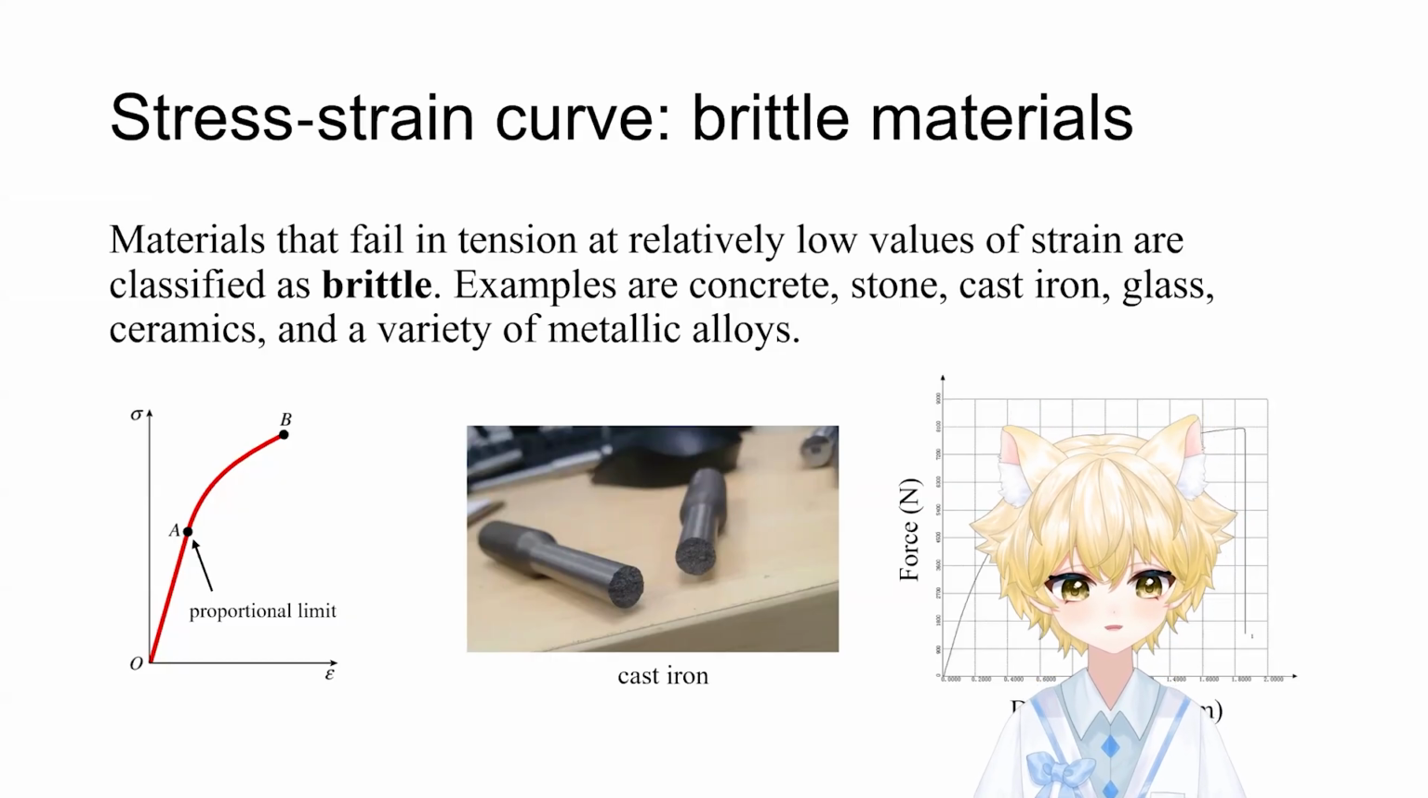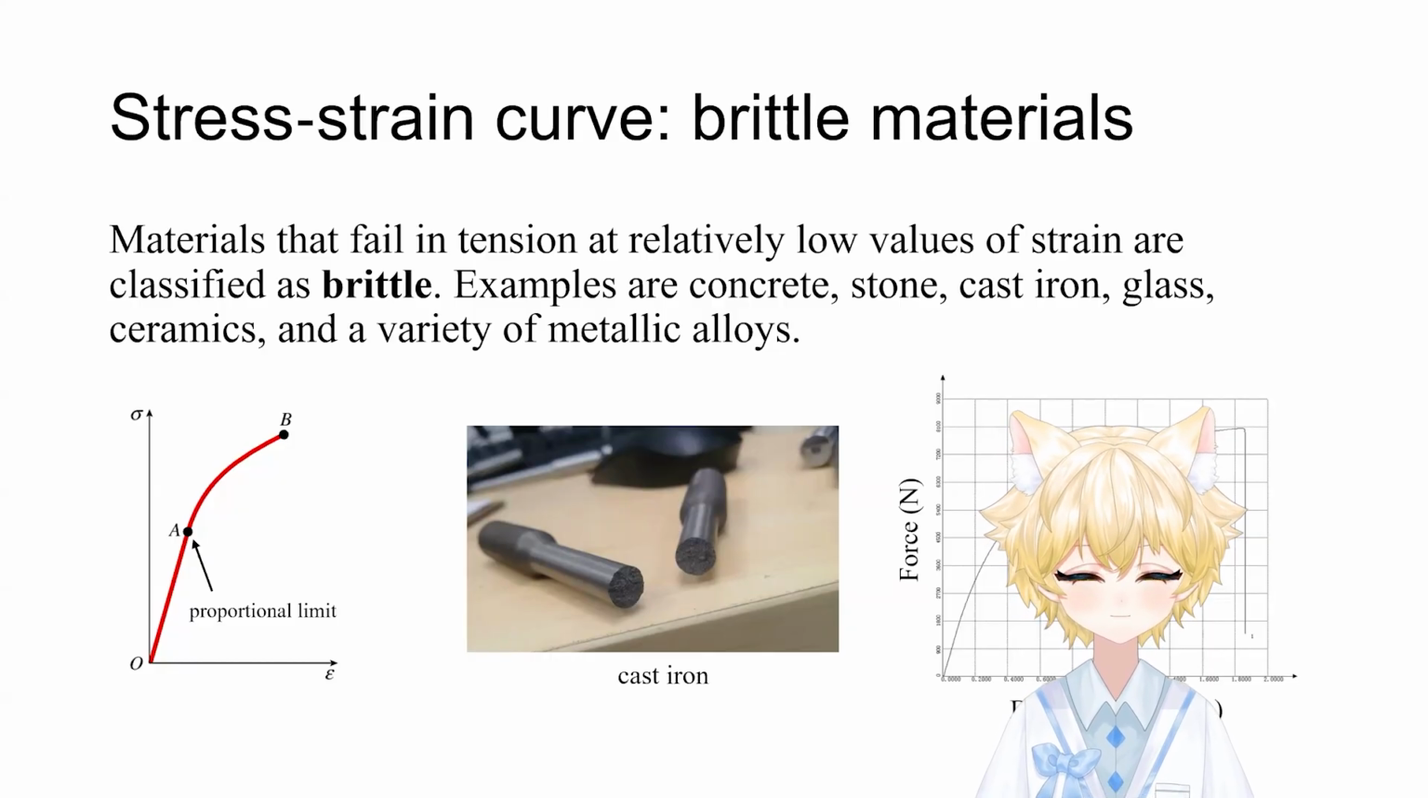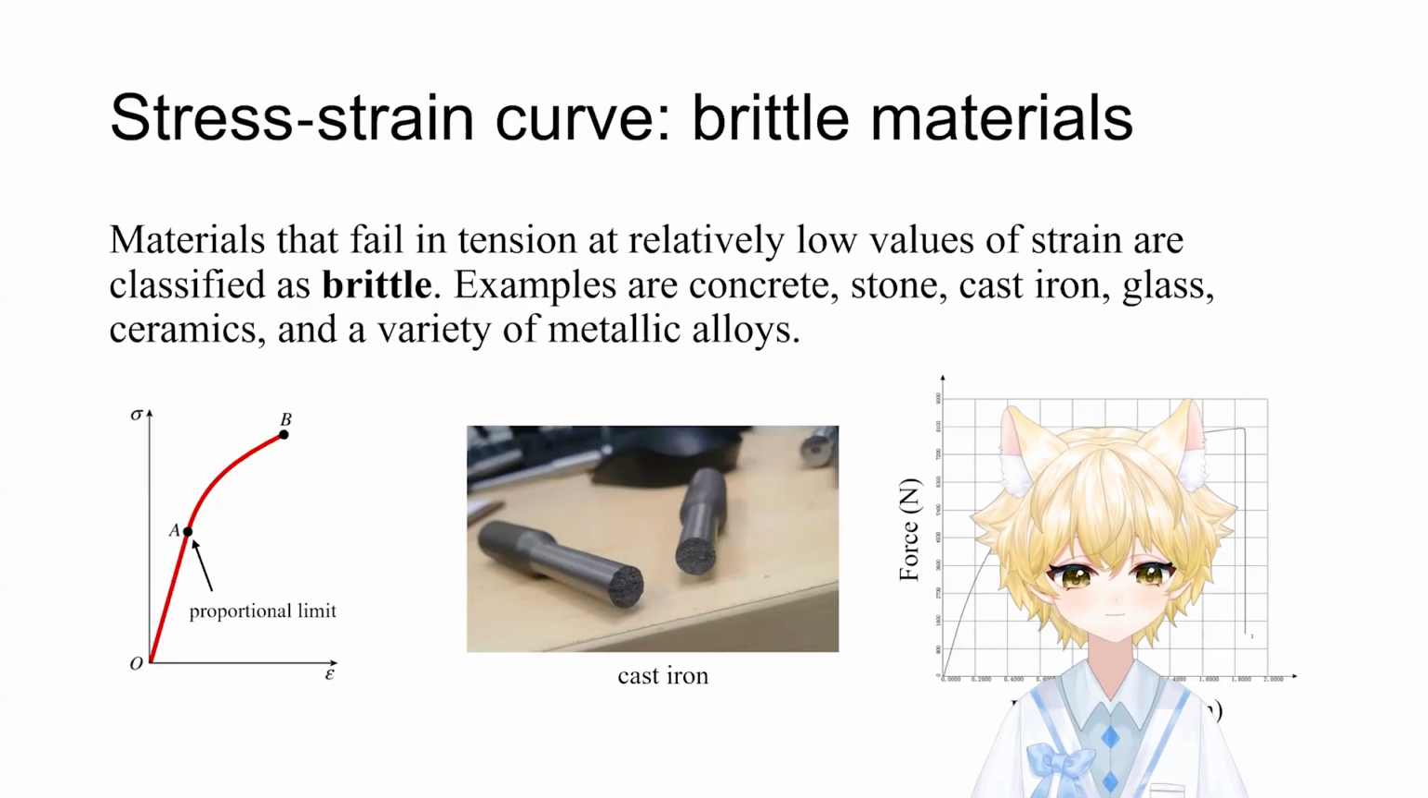The brittle materials typically include glass, ceramic, concrete, cast iron, and so on. Their main characteristic is that most of them are relatively inexpensive, right? Yeah, typically inexpensive.